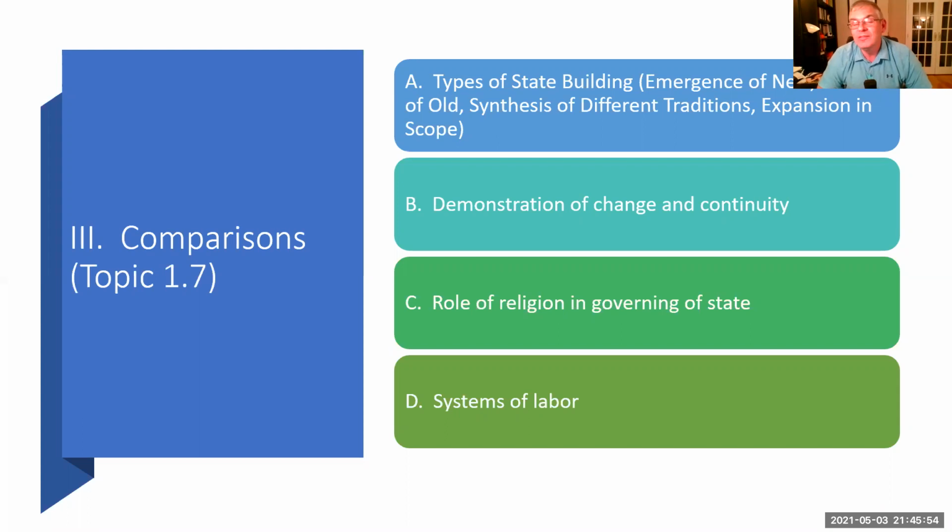Now, of course, some of these new states are growing out of old ones, such as the collapse of the Abbasid Caliphate that leads to the emergence of the Mamluk and the Seljuk Turk empires.